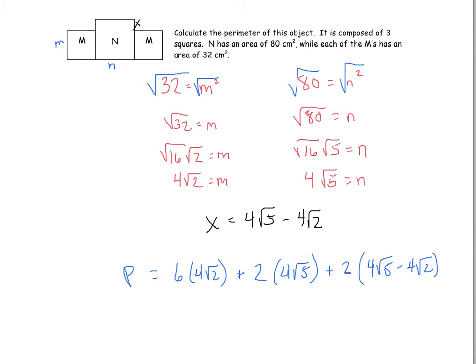Okay, and all we have left to do is simplify. So this simplifies to 24 square root of 2. So don't forget, when you multiply radicals, you multiply the coefficients together and anything inside the radical together. So in this case, it would be 24 square root of 2. In this case, we'd have 8 square root of 5. And here, using the distributive property, this 2 multiplies into both. So we'd have plus 8 square root of 5 minus 8 square root of 2.